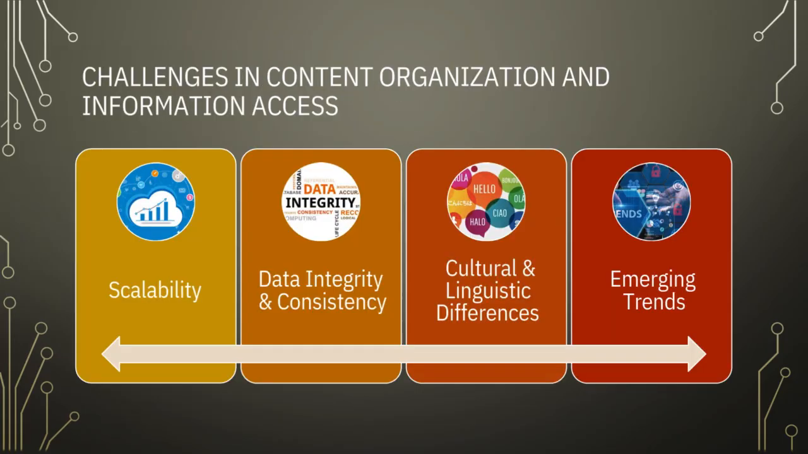This slide highlights several key challenges faced in content organization and information access within digital library systems. These challenges affect system performance, usability, and long-term sustainability. The first challenge is scalability. As digital libraries continue to grow, the volume of digital content increases rapidly. Managing large and continuously expanding collections requires organization schemes and systems that can scale without losing efficiency. Without scalable structures, search performance may decline and content may become difficult to manage or retrieve.